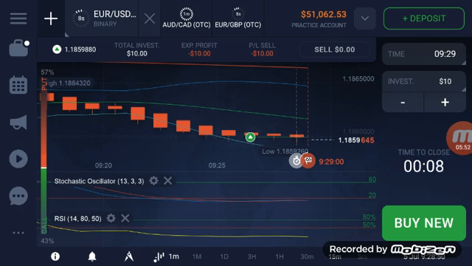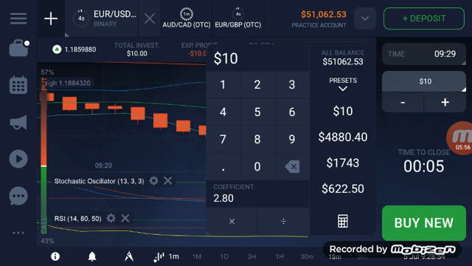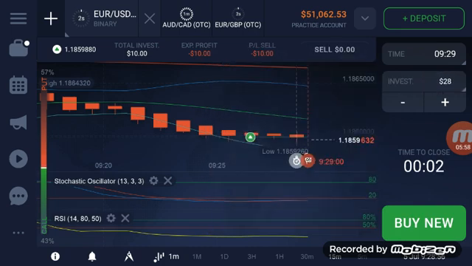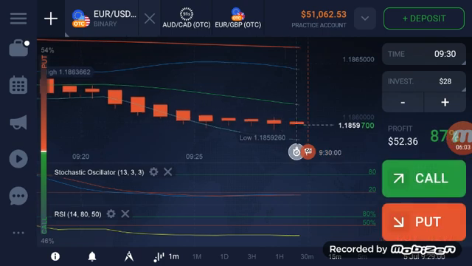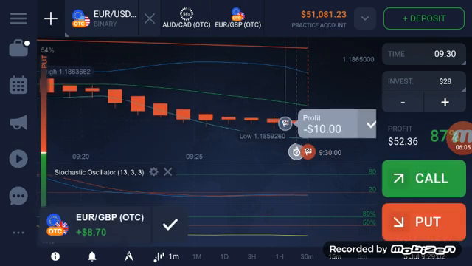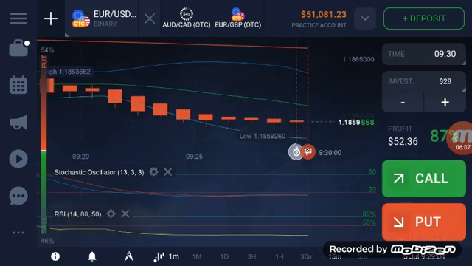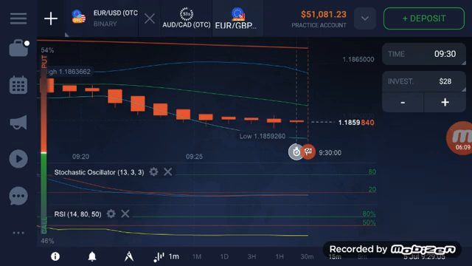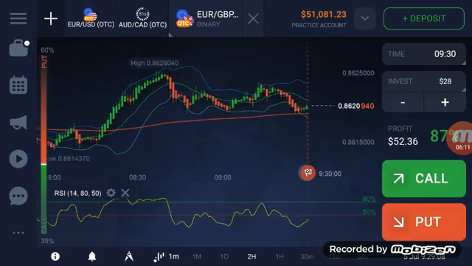So I'm just going to put up my coefficient and increase my investment. That was a loss. I won one, I lost one. How is the Euro GBP looking? Okay.